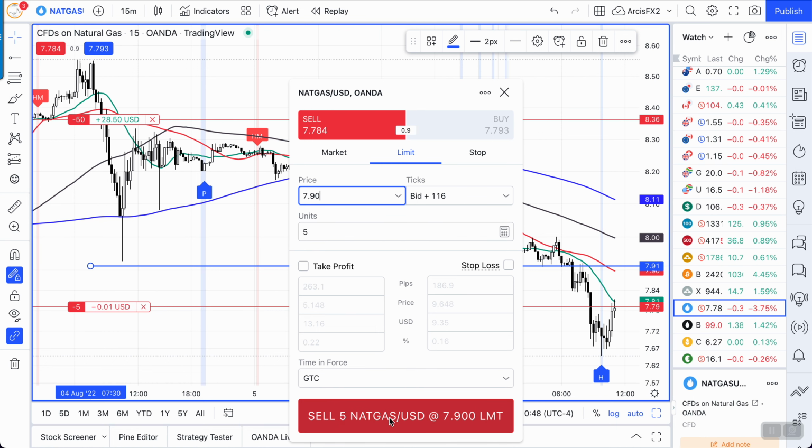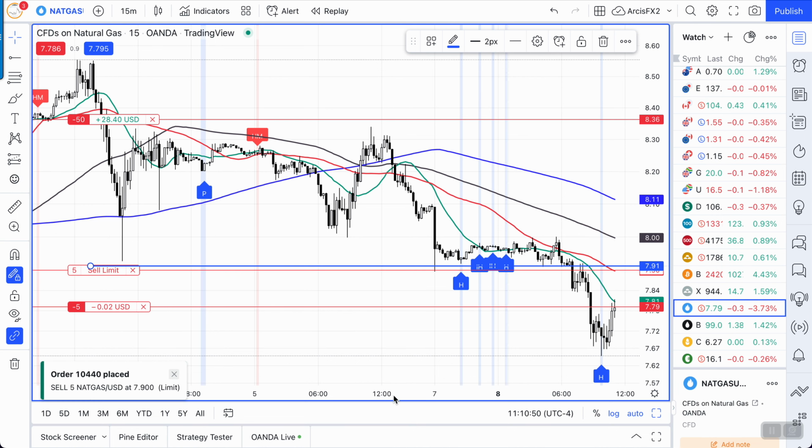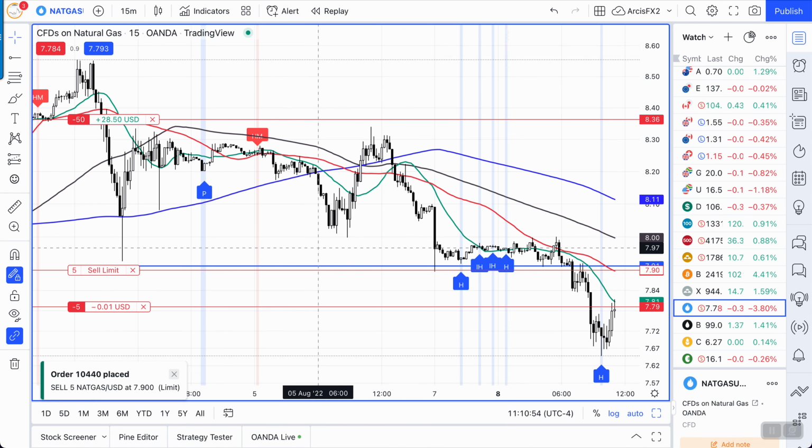Now these are very tiny trades, but what I'm doing is trading this live for you to demonstrate the thinking behind this process.